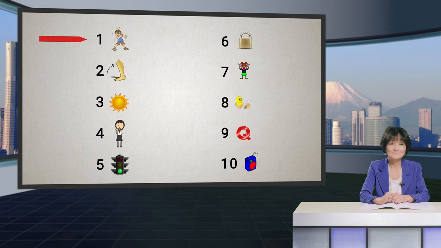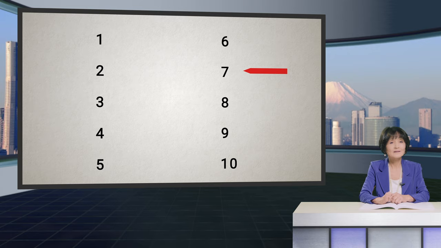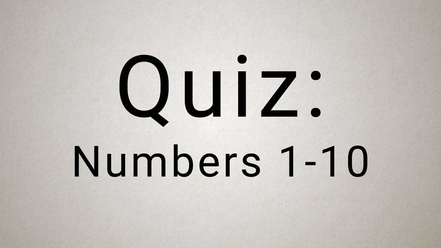1, 3, 5, 3, 1. Let's do more. 6, 8, 10, 8, 6. Let's do the rest. 2, 4, 7, 9, 4, 2, 9, 7. Here comes a quiz. Please say the numbers one by one.